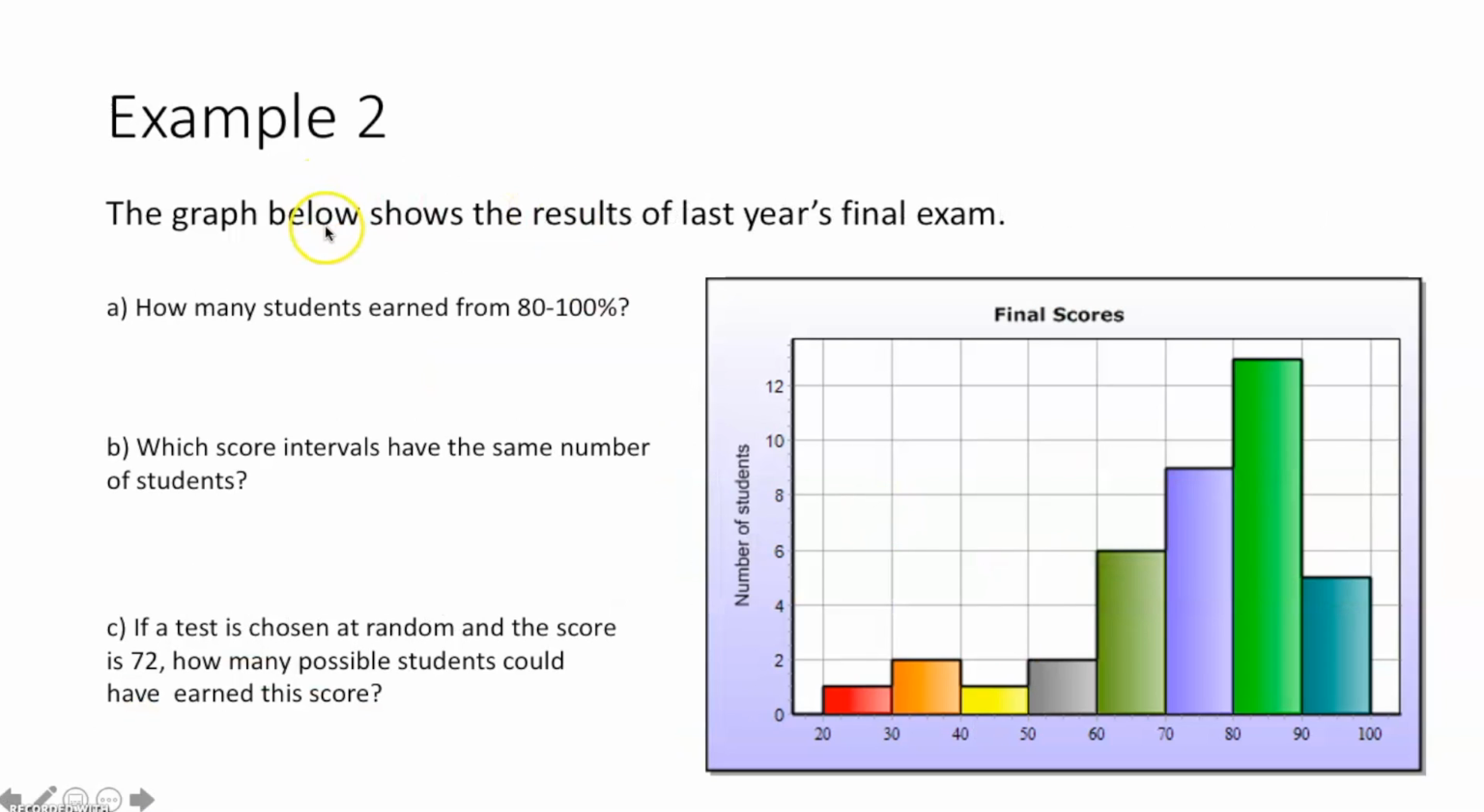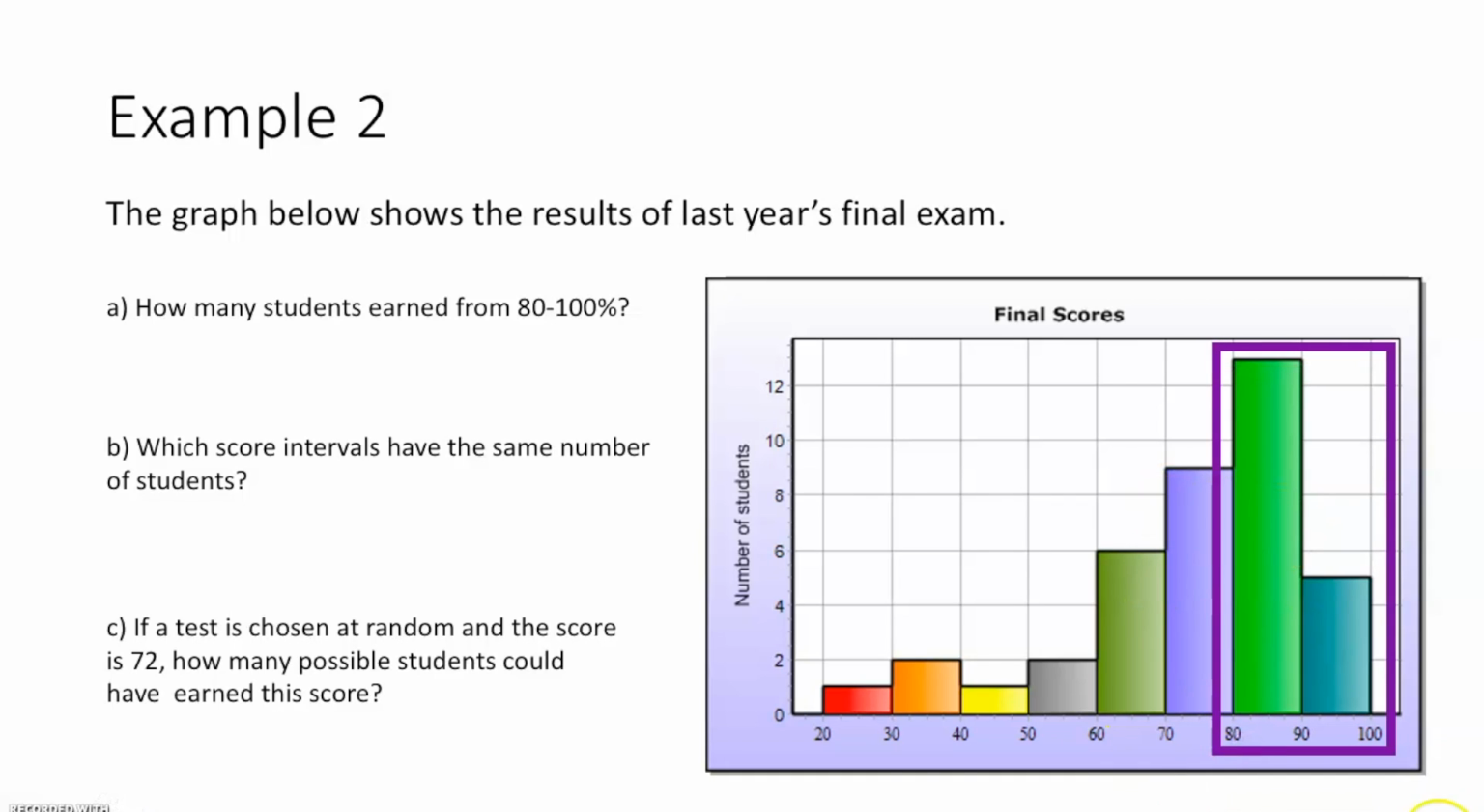Now, example 2 says the graph below shows the results of last year's final exam. How many students earned from 80 to 100%? So down here we have our percentage, and 80 to 100% would be these 2 columns. So let's go ahead and figure out the number of students in each of these columns.